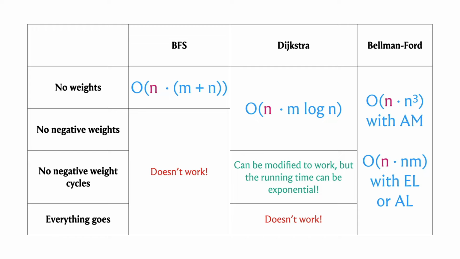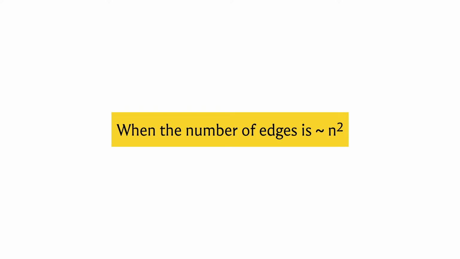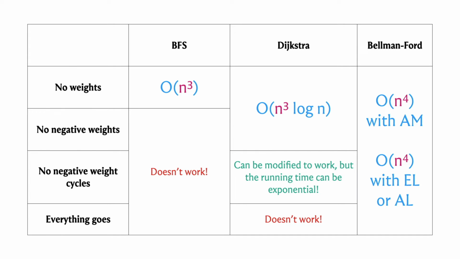Now let's consider these running times for the case when the number of edges is as bad as it can be, and let's say that it's a dense graph, the number of edges is roughly n squared. In that case, these running times end up looking like this, and you can see that it's only the case when we have no weights at all that we get an n cubed running time, which is what we obtain by running BFS n times. But in everything else, we have something that is worse than n cubed.